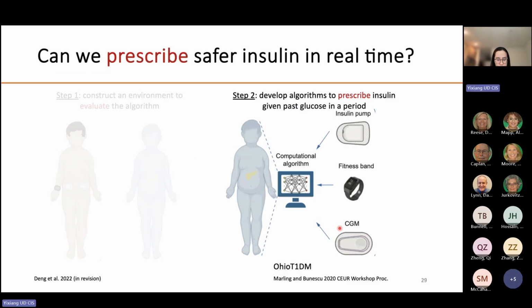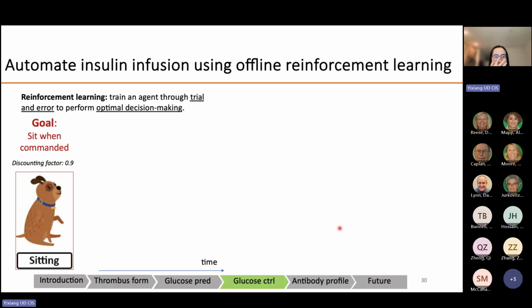Okay, now that we have a model that can be used to test the algorithm, how can we develop the algorithm to control our glucose? I'm interested in automating this insulin infusion dosing using offline reinforcement learning. Before I go to offline reinforcement learning, I want to introduce reinforcement learning, which is a technique to train an agent through trial and error, and then to perform optimal decision making.